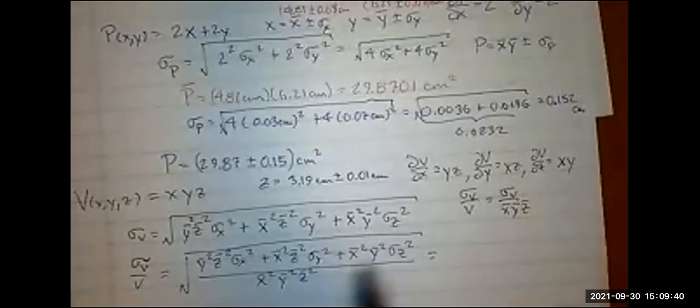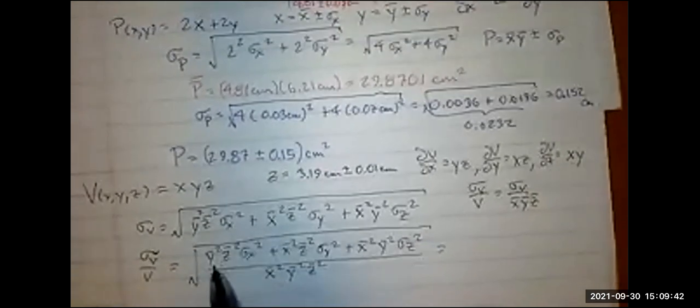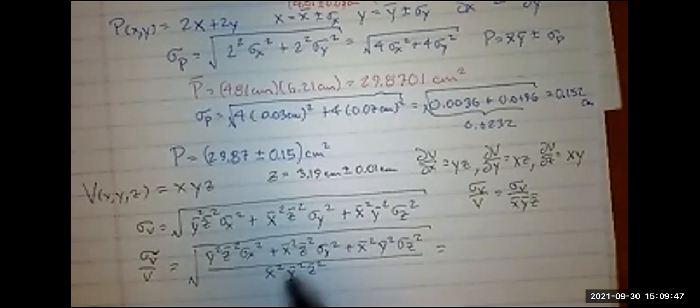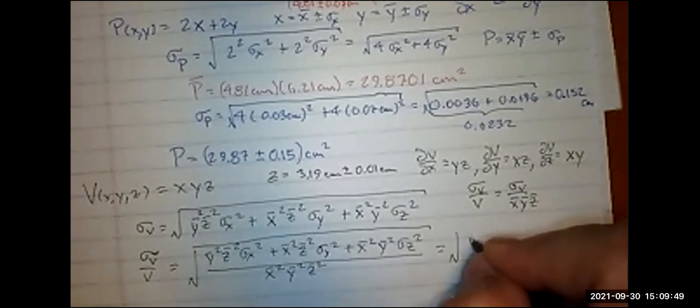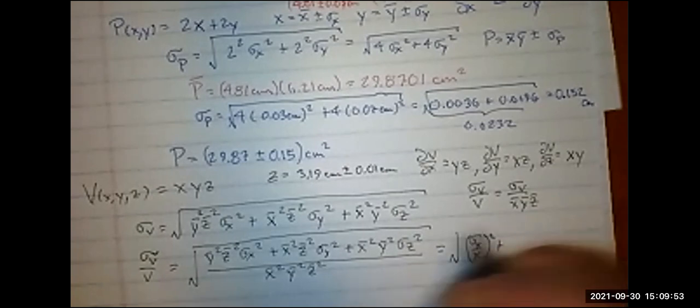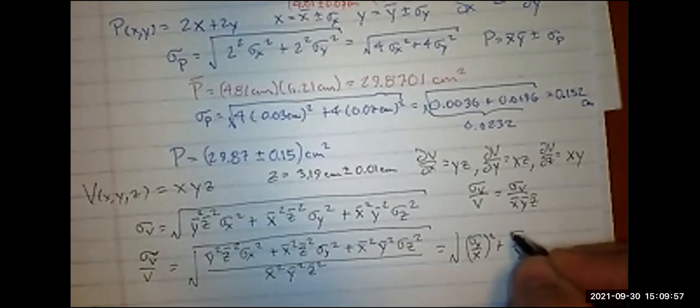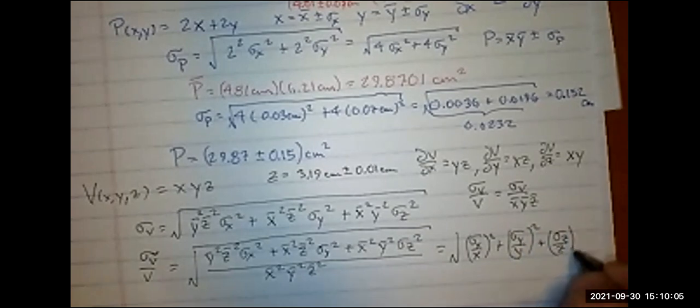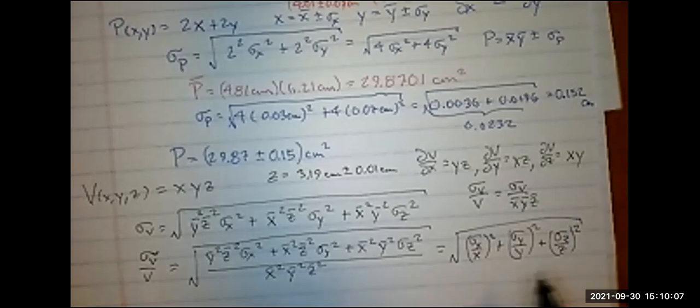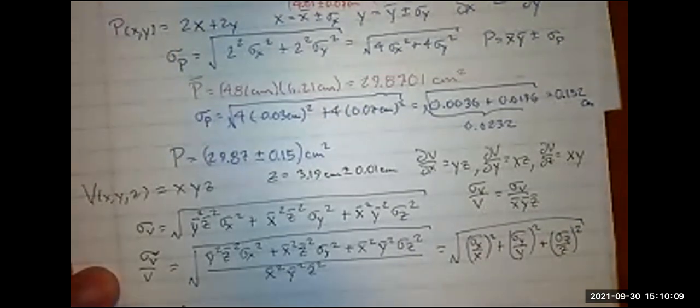Well, that's nice because notice in this first term, I've got sigma x and everything but x cancels out. So the x stays in the bottom. So I get the square root sigma x over x squared. Same thing happens with the middle term. So I get sigma y over y squared, remembering that's technically x bar and that's technically y bar. And finally, sigma z over z, again, that being z bar squared. So now I can calculate this really easily.